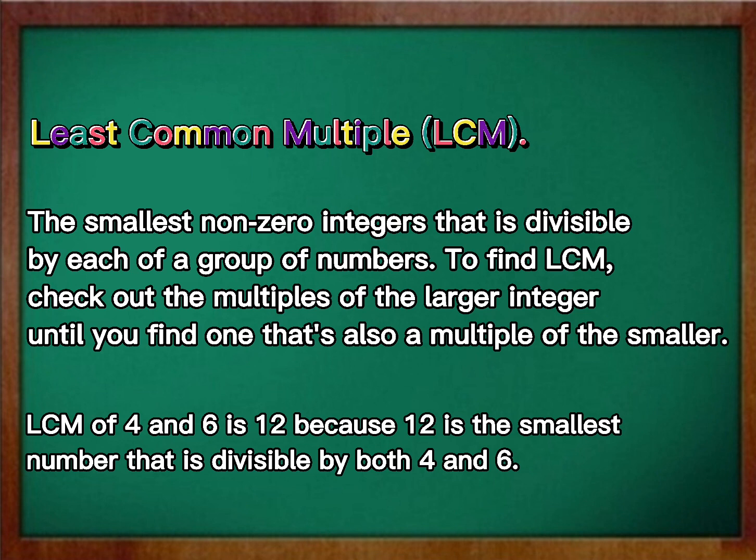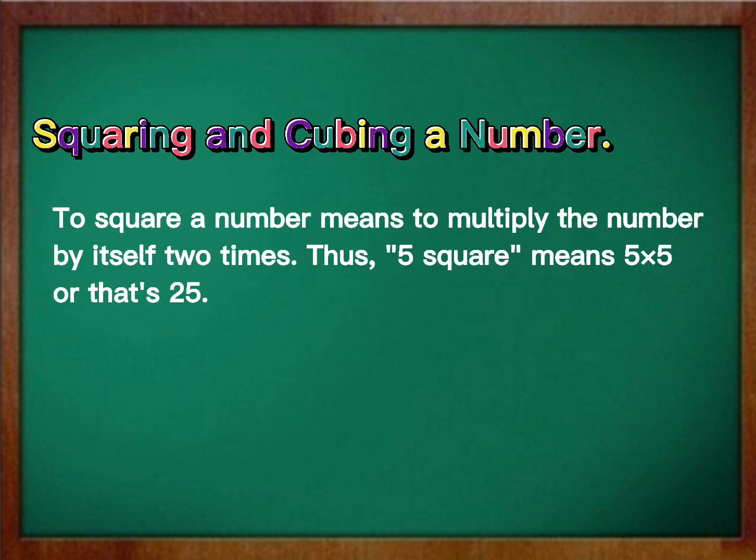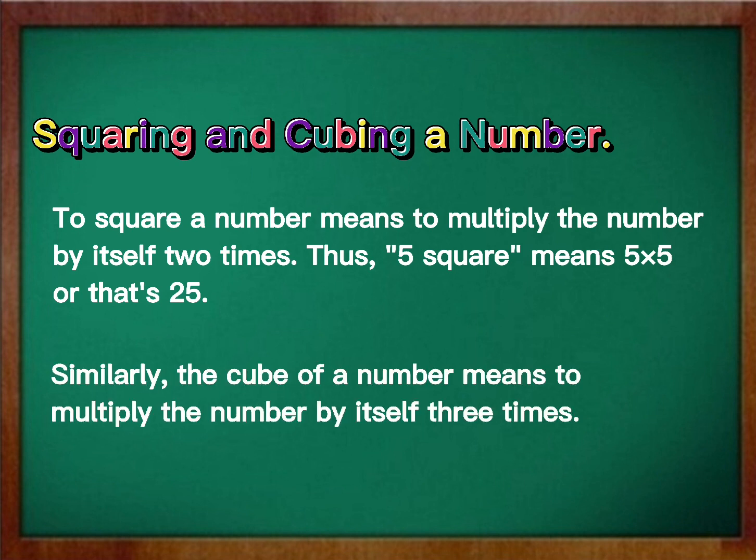Squaring a number and cubing a number. To square a number means to multiply the number by itself 2 times. Thus, 5 squared is 5 times 5 or 25. Similarly, the cube of a number means multiply the number by itself 3 times. That's 2 cubed. That's 2 times 2 times 2.